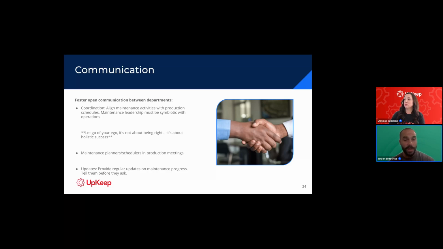And then updates. Provide regular updates on maintenance progress. Tell them before they ask. Everybody loves that. I know your boss does. You go to your boss, hey, machine's going to be done in 20 minutes. Oh, you said it was going to be 3 hours. Up, 20 minutes. If you would have waited 3 hours, he'd have been like, why is the machine not up? Tell them before they ask.